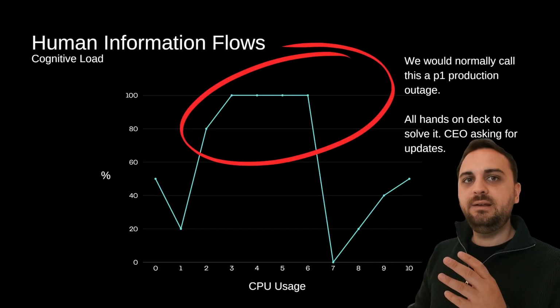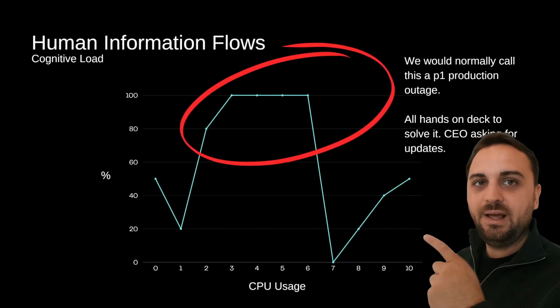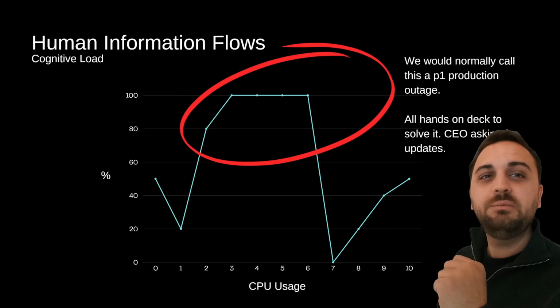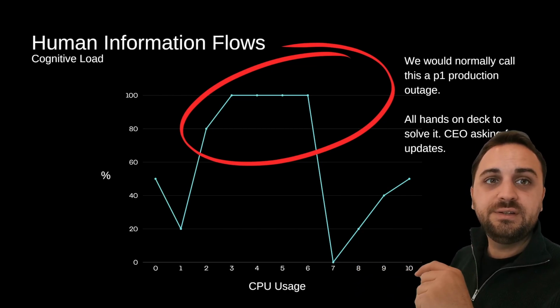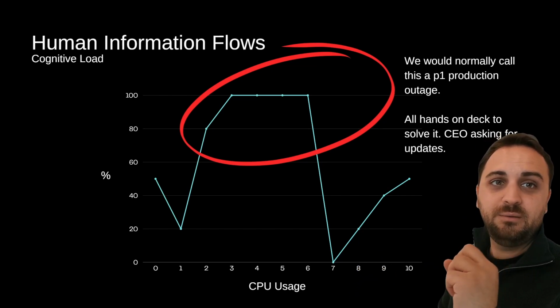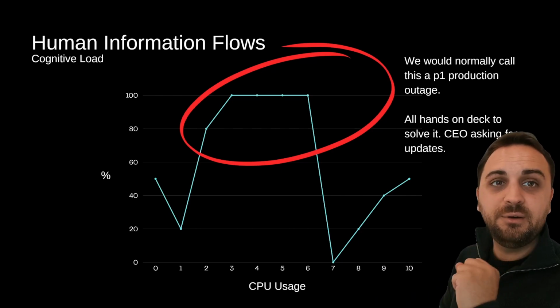Think about this. Any software developer will tell you if this is a production system, you're going to have a bad day. CPU goes up to 100%. We had a production outage, probably a P1 outage, depending on the service. Very common, all hands on deck. We got to solve the CPU overload. The CEO is probably saying, we need an update. I have to tell my customers. I have to tell somebody what's going on.